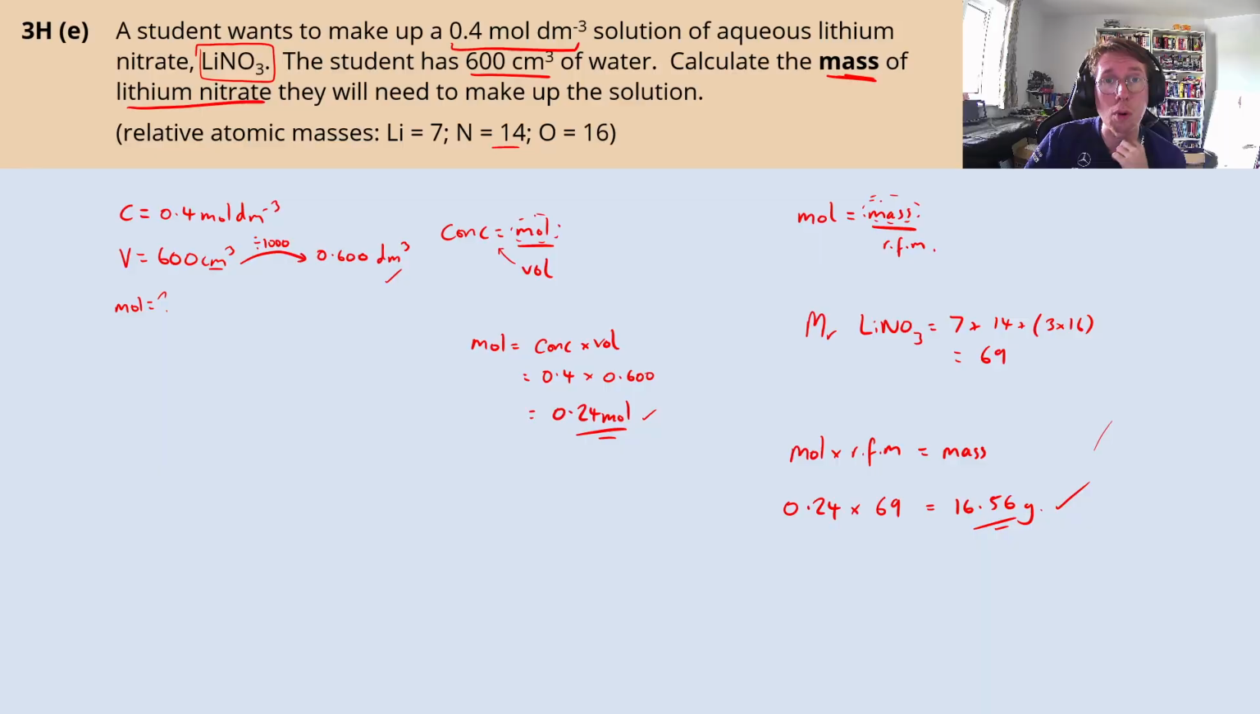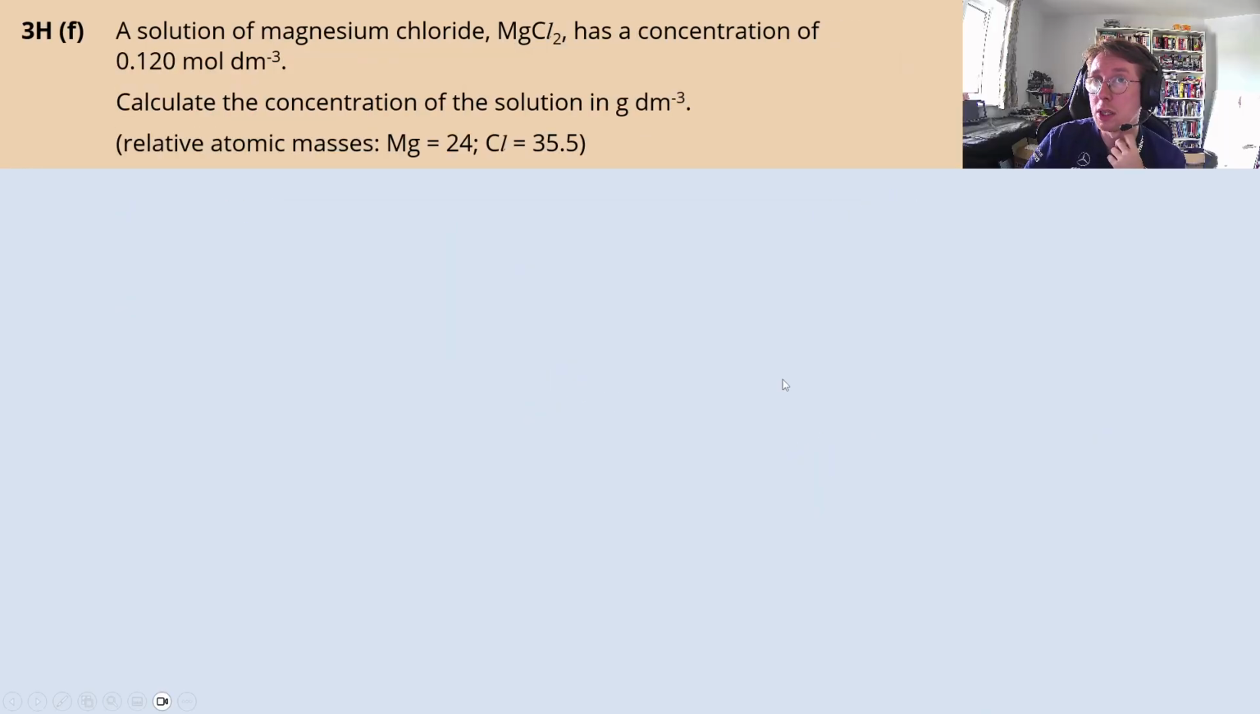So there's only one more question to look at as part of question 3 on concentration, and we're told the solution of magnesium chloride, MgCl2, has got a concentration of 0.120 moles per decimeter cubed. I'm going to write that down. And what I'm going to need to do is calculate the concentration of the solution in grams per decimeter cubed. So essentially I'm just converting the unit of concentration.